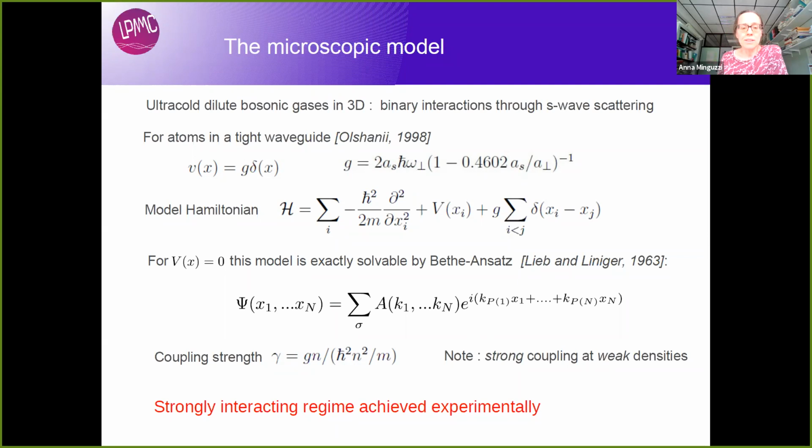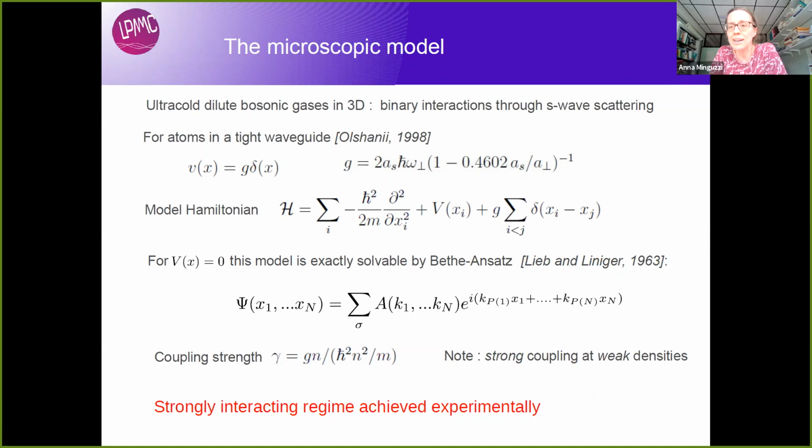And just a matter of notation, as usual, I will define gamma, the coupling strength, which somehow guides us through the regimes from weak to strong interactions. And in particular, let me mention that we can reach the strong coupling regime, where the interactions have the strongest effect, either at large values of this coupling constant g or also at weak densities. And quite interestingly, all regimes of interaction from weak to strong are achievable experimentally.